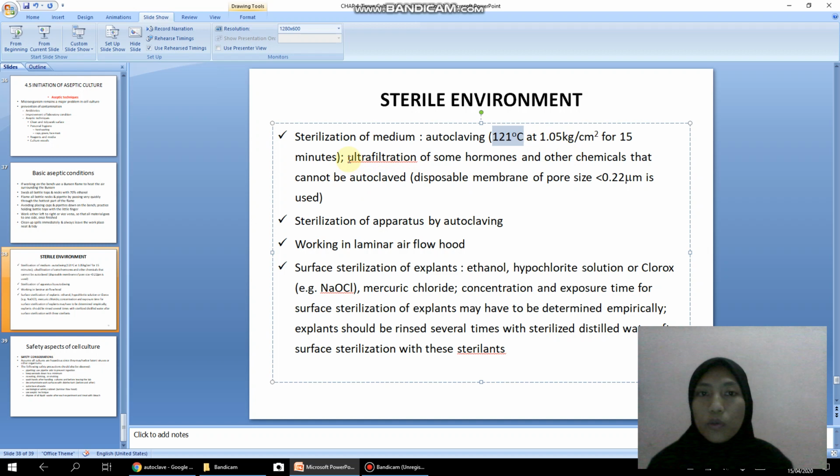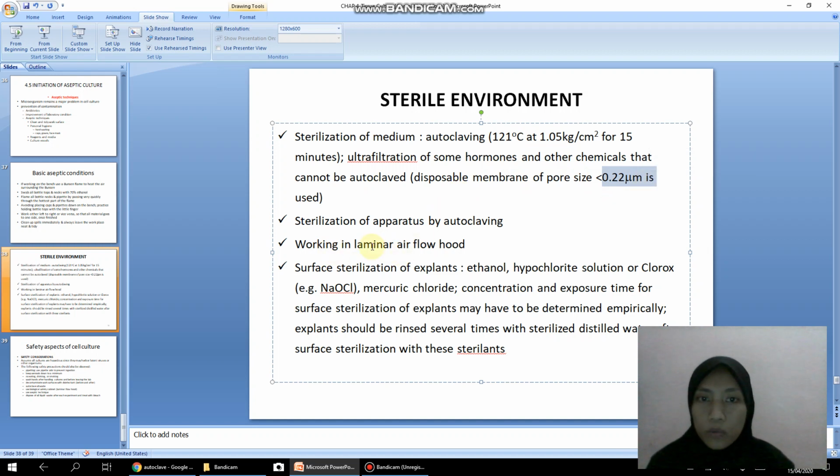And if you're putting in some materials that cannot withstand heat, you should do ultrafiltration, meaning after you autoclave, you filter things into that media. Let's say you already have the media that has been autoclaved, so you cannot add other things that are not autoclaved. In order for you to add sterilized material, you have to filter them. The size of the filter is 0.22 micron.